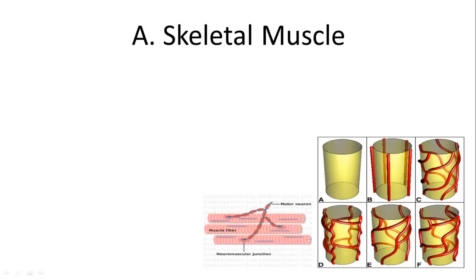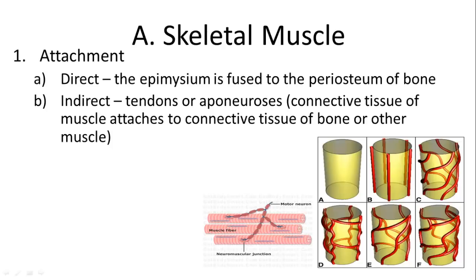Skeletal muscles as an organ, as a whole, can attach to bones or have to attach to bones at some point. They can either do this directly, where the epimysium, which we haven't talked about yet, is fused to the periosteum, which we have talked about, the outer layer of bone. And it can also attach to parts of the skeleton indirectly through an aponeurosis, where the muscle attaches to another muscle which attaches to the bone, or through tendons, where dense connective tissue attaches to the muscle and the bone.